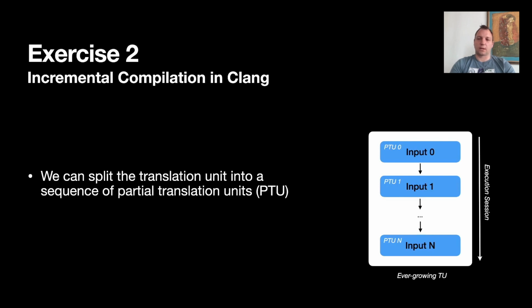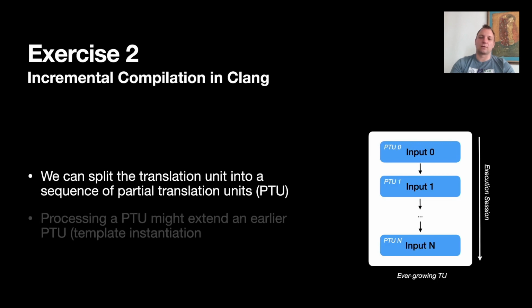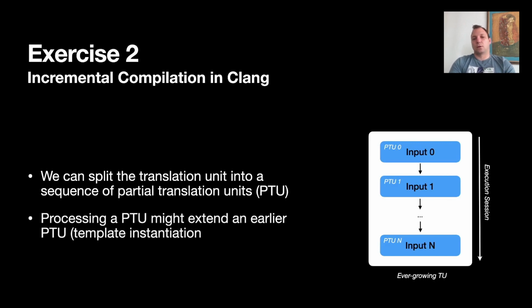So if you have a REPL, our execution session starts with input 0, then we compile it, then the user starts typing input 1 and we compile it, and so on and so on. This is the so-called ever-growing translation unit. Now, processing a translation unit in C++, because of the semantics of the language, can extend an earlier partial translation unit. That happens in template instantiation mostly, or the way that we handle inlines, or the way that we deal with argument-dependent lookup. But I'm not going to dive into details about that.